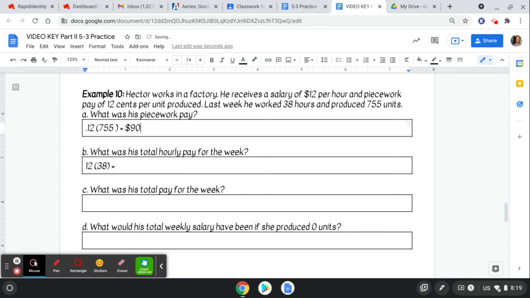Hopefully you got this at 90 dollars and 60 cents. Hopefully you got this at 456. Total pay, 546 and 60 cents. What would the total weekly salary be if he produced 0 units? Then it would just be this hourly. So maybe if they don't have him on production that week, they just have him working in the office or doing some other type of job, and he produces 0 units, he still just gets paid his hourly.